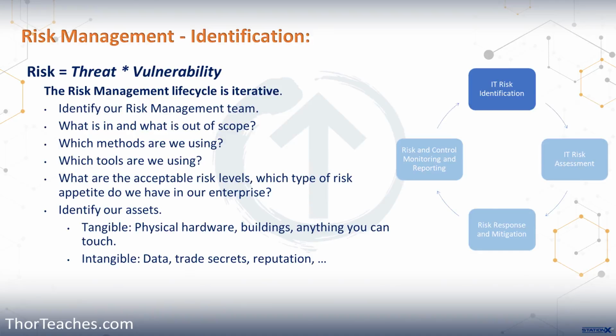As mentioned, this is iterative. That is also why it has the little arrows that go in a circle. In this lecture, we will cover risk identification. In later lectures, we will cover the other 3 phases.